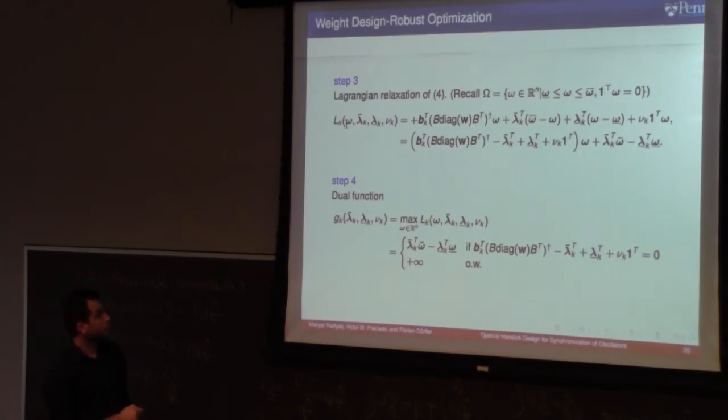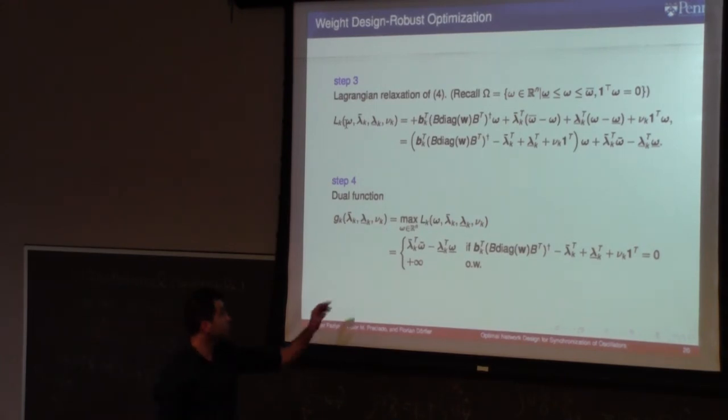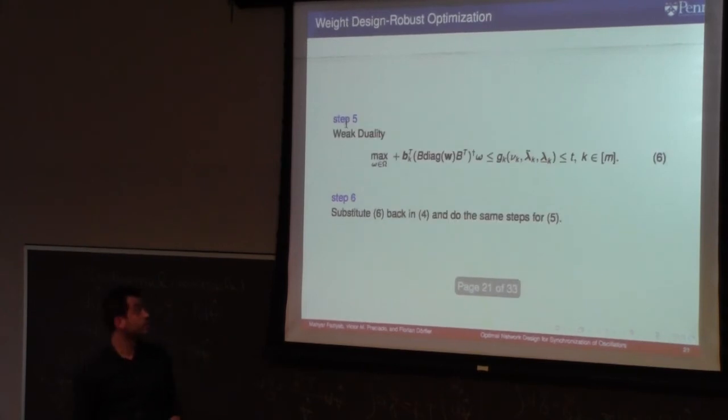So the next step is to develop the dual function. The dual function for this Lagrangian is: if the coefficient of the natural frequency is equal to 0, my Lagrangian is constant, which is equal to this. Otherwise, I can push it to infinity, right? So this is my dual function. And step 5 is using weak duality. Weak duality says that this maximization with respect to omega is always less than or equal to my dual function.